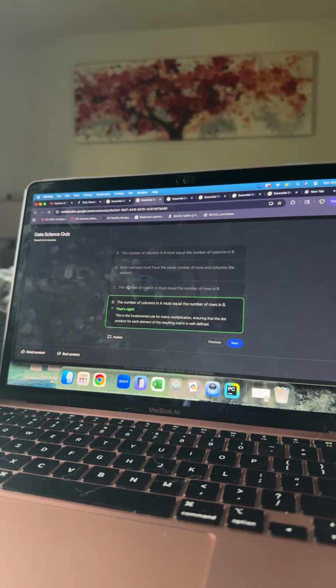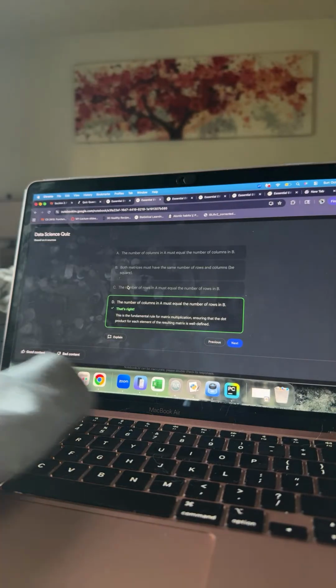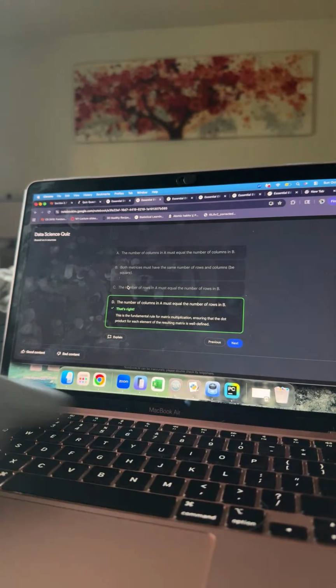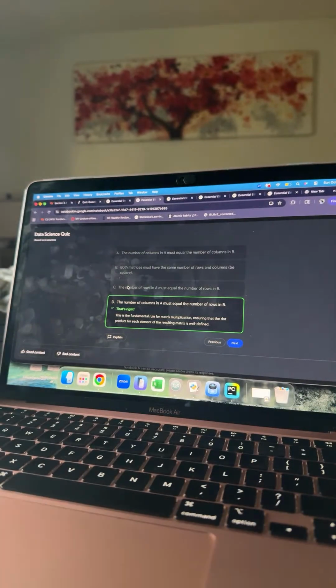Clean my keyboard, bruh. Fine. It doesn't really matter if there's cat hair, but oh well.